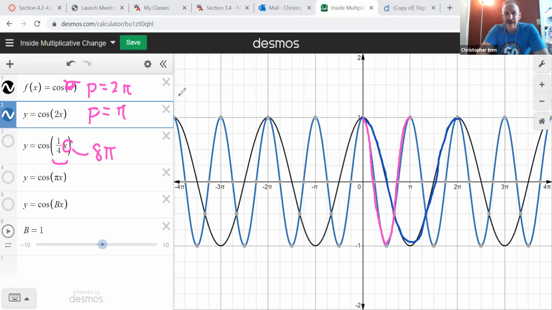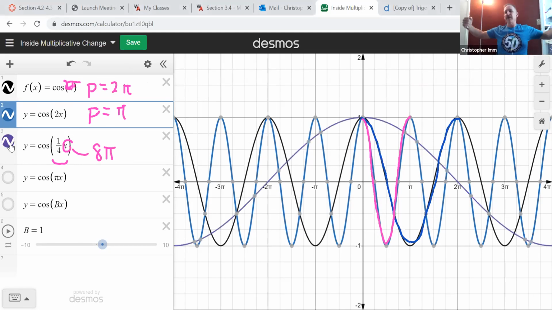Okay, so now what you can see here is that I get the y value for the first one at 2 pi, where it's going to be 8 pi for the next one. So it's going to stretch out. In fact, it's going to stretch out by a factor of 4. Okay, so it's expanding. So we call that a horizontal stretch. Look at that graph.